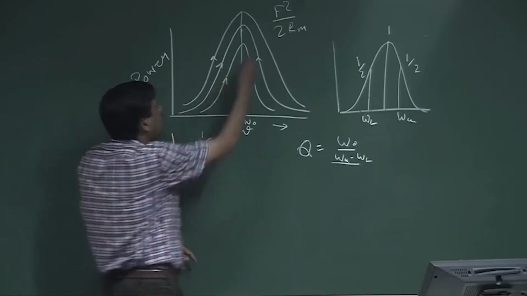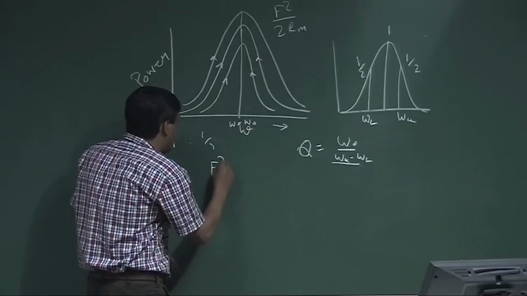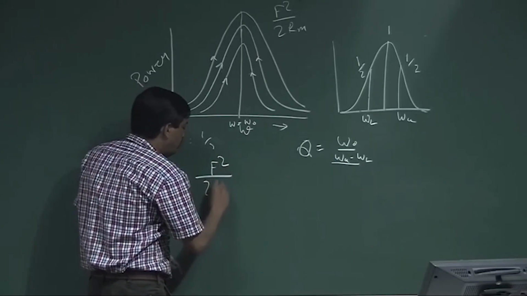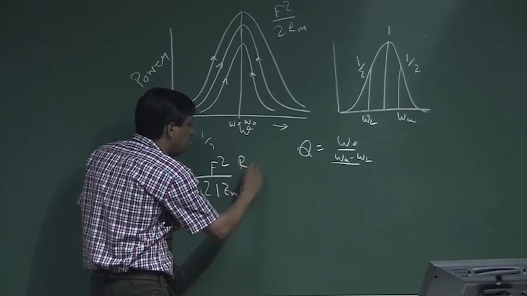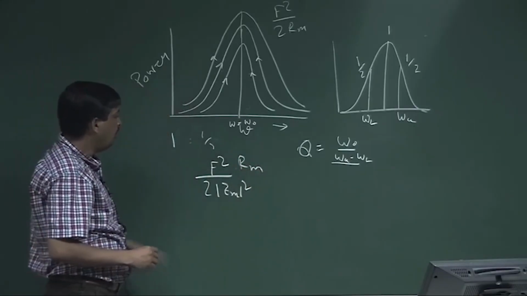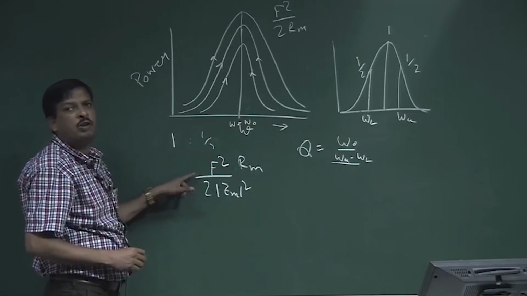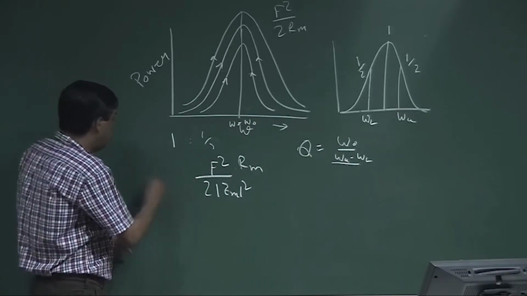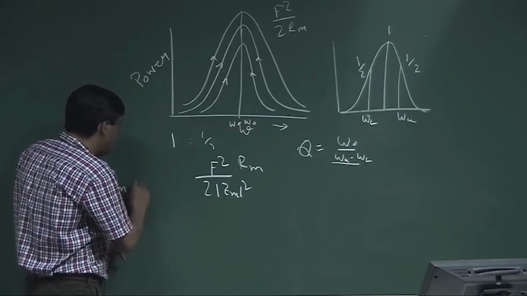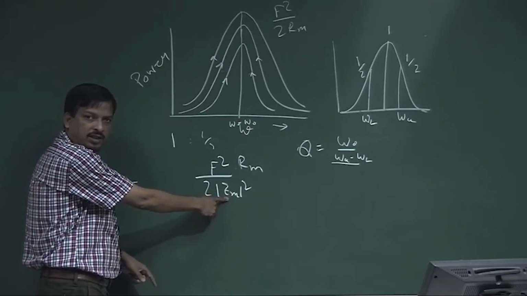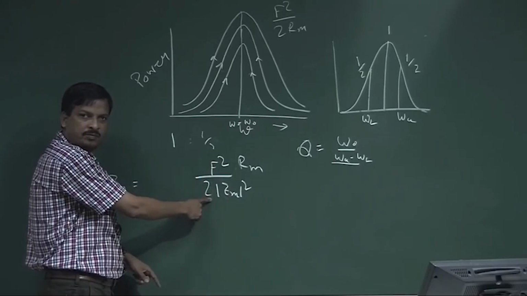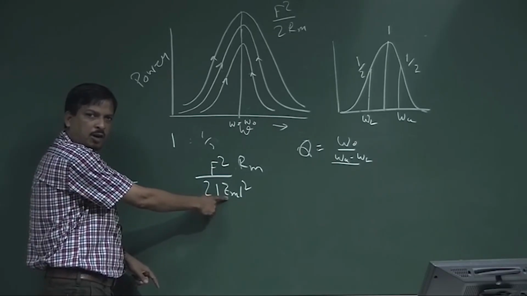So, what is the power equation? Average power is F squared by 2 Zm squared into Rm. This is the power equation. Now, if this is the power equation, when will it be half? If Zm is twice, then the power will be half.